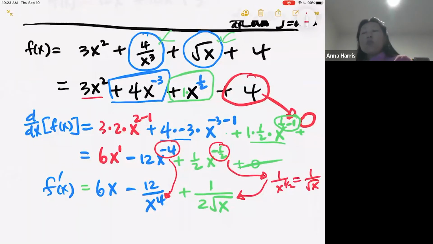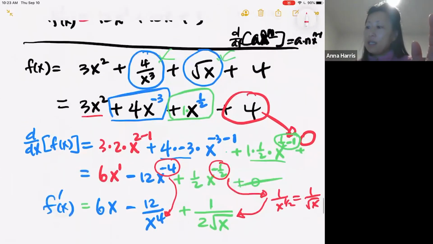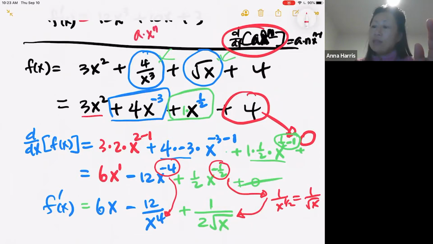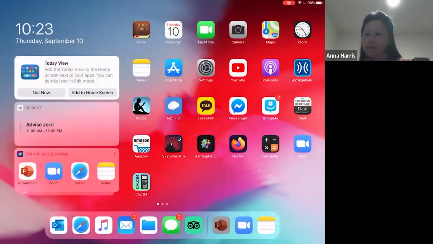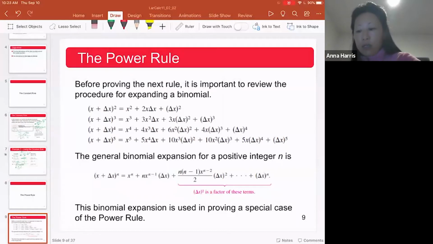So when you do your homework problem, you need to make sure you rewrite your problem, changing your power to what looks like this. Make sure your function is a times x to the n. Then you know what to do: a times n times x to the n minus 1. That's the power rule. Okay, so I'm going to go back to your lesson so we can finish up.